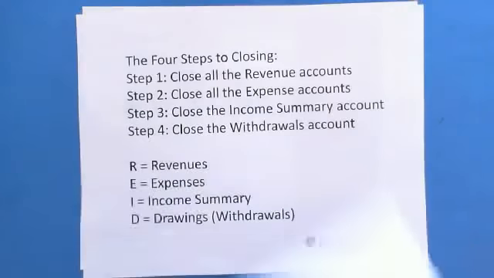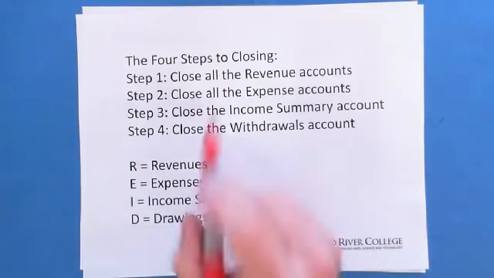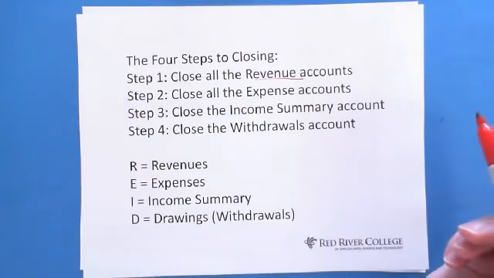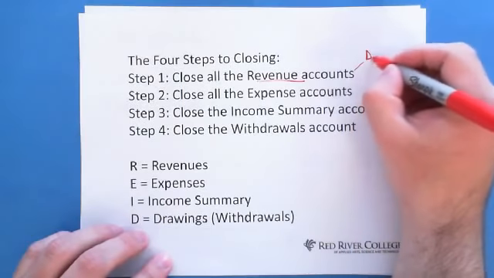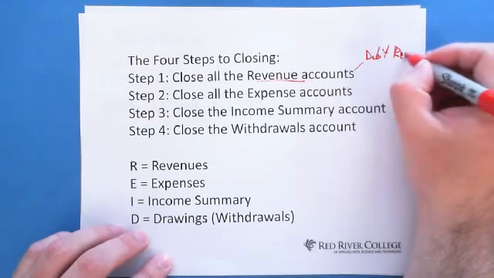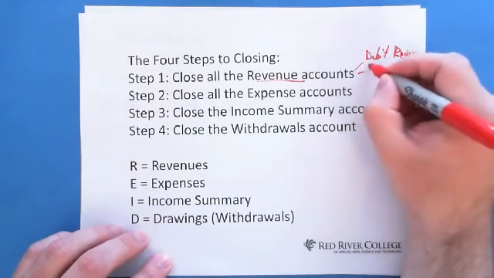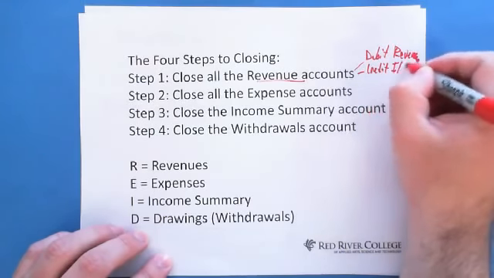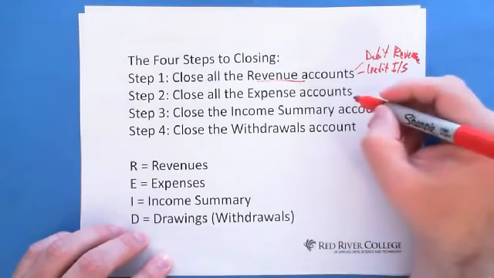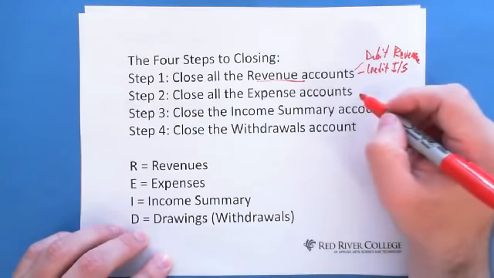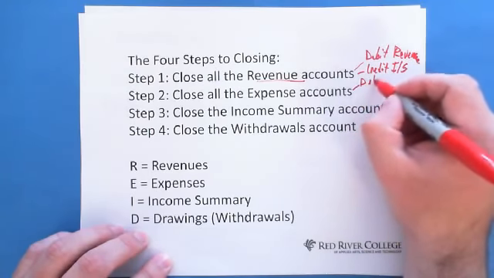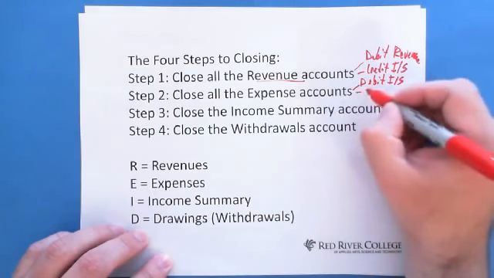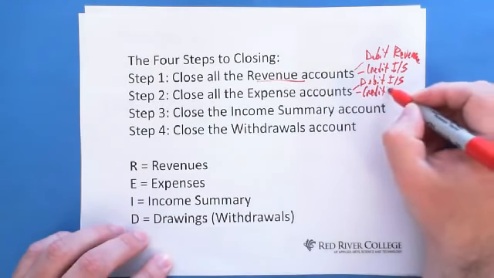All right. So let's just do a quick review. The 4 steps to closings are: step 1, you want to close the revenue accounts first. So to close them, we debit the revenue and we credit the income summary. Step 2 is we close all the expenses. The expenses are debit balances, so to close them, we have to credit them. So the debit is the income summary and the credit is the expenses.